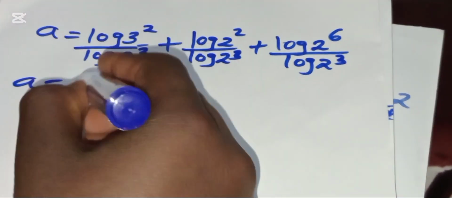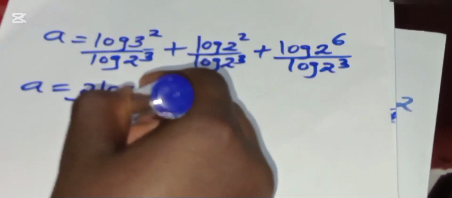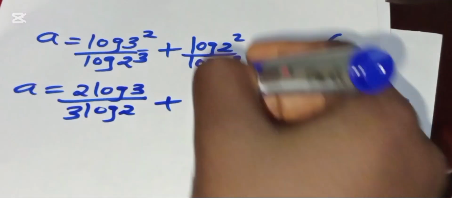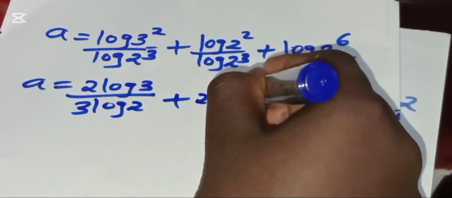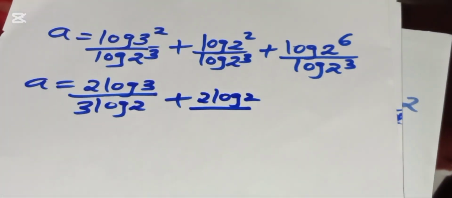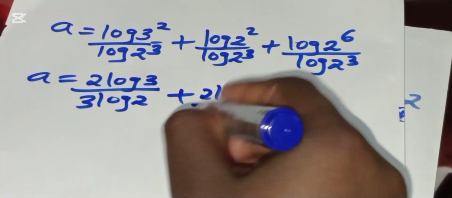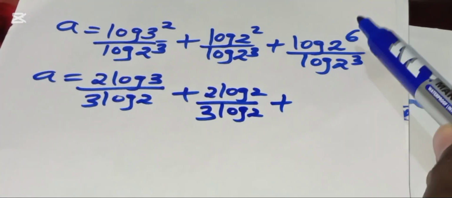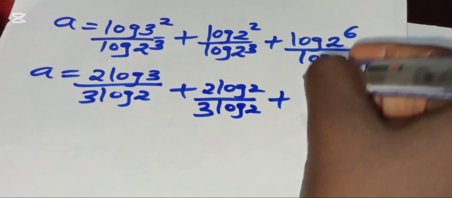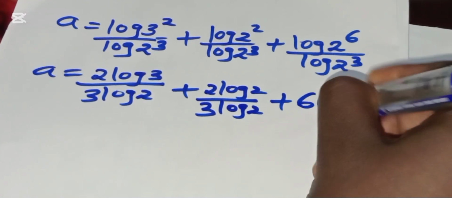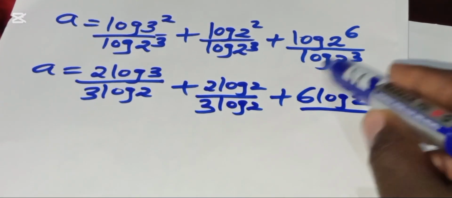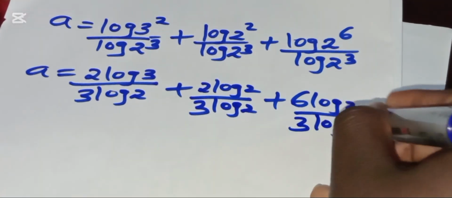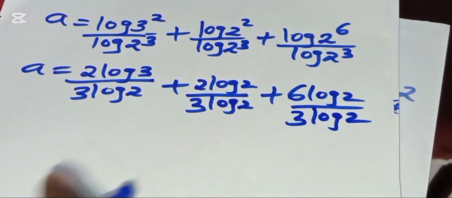We can write this as 3 log 2 plus, now log 2 raised to power 2, we can write this as 2 log 2 divided by log 2 raised to power 3, which we can write as 3 log 2, plus, now we have log 2 raised to power 6, which we can express as 6 log 2 divided by log 2 raised to power 3. This we can write as 3 log 2. So let's simplify this.